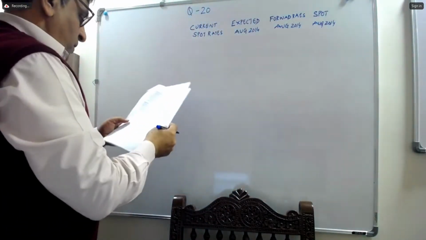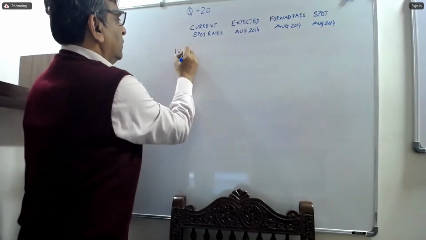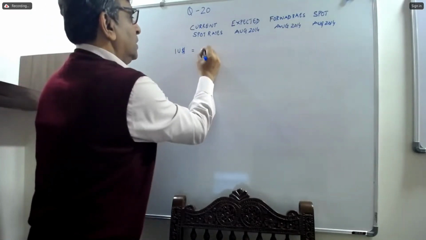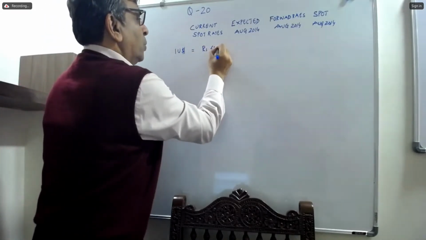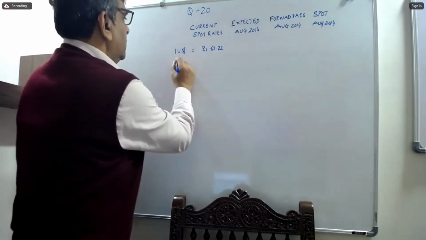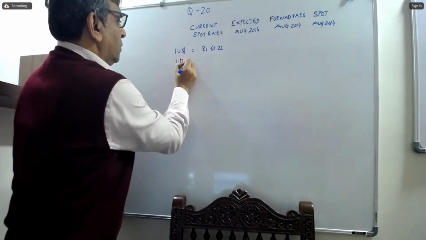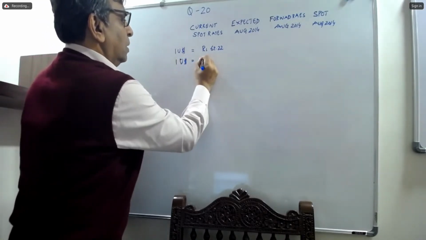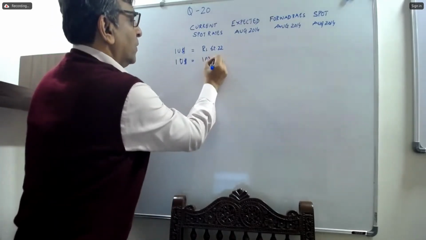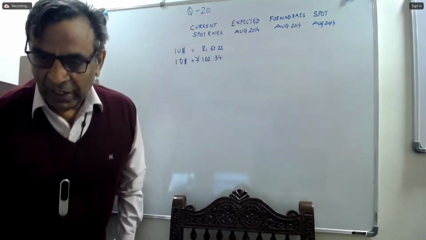So the first rate which is given to you is $1 is equal to how much? Rupees 62.22. And $1 is equal to 102.34 yen. So these are the rates which are given to you.